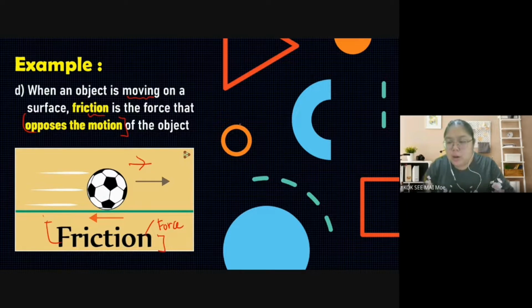Sometimes the object, like a trolley, is moving on an uneven surface. So they got friction. That means you find the trolley when starting is very fast, then later when it moves onto the uneven surface, it will slow down. Because there is friction, finally it slows down. So friction is also one type of force.